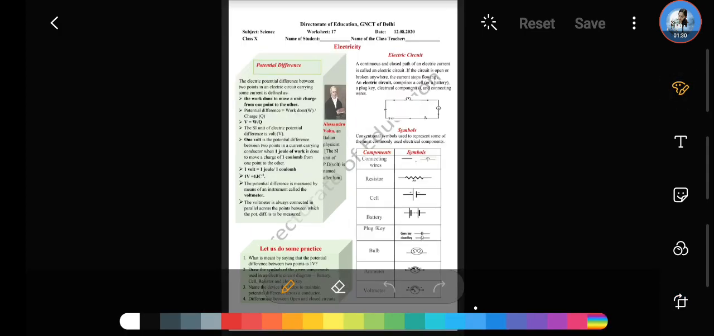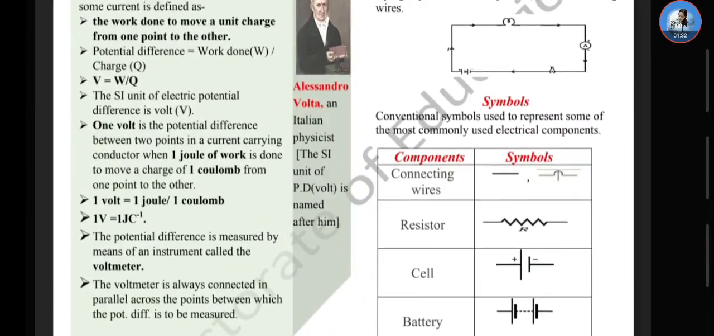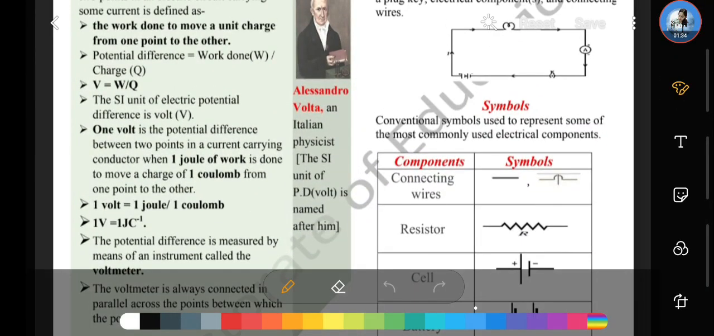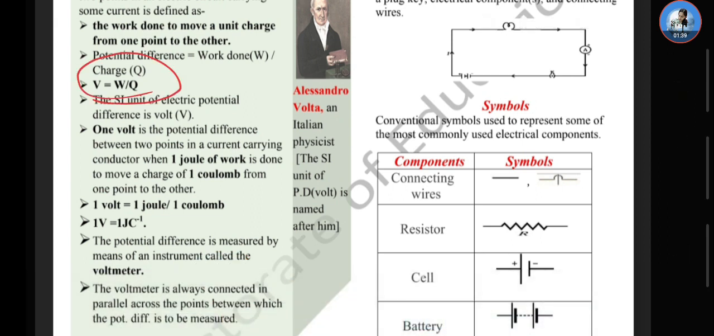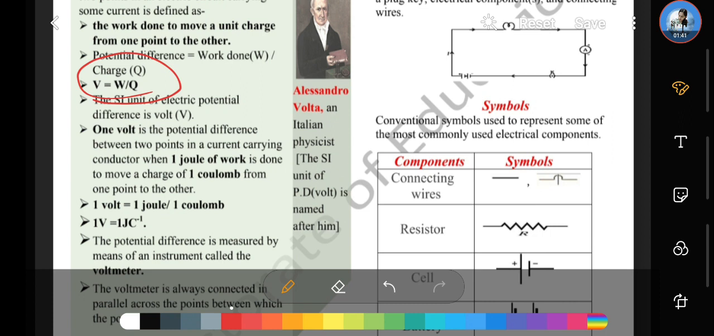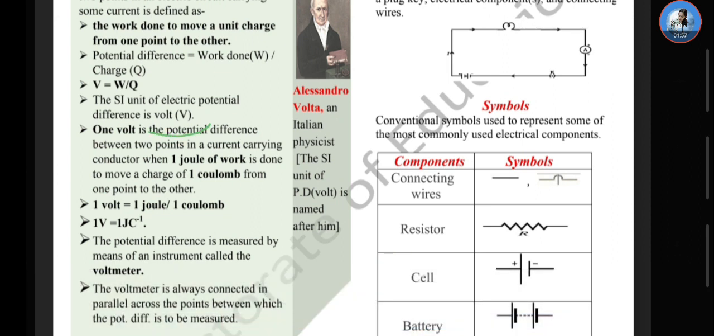Students, potential difference we can also write as V equals W upon Q. It means V is the potential difference, W means work done, Q means unit charge. Work done in carrying a unit charge from one point to another is potential difference. The SI unit of electric potential is volt.